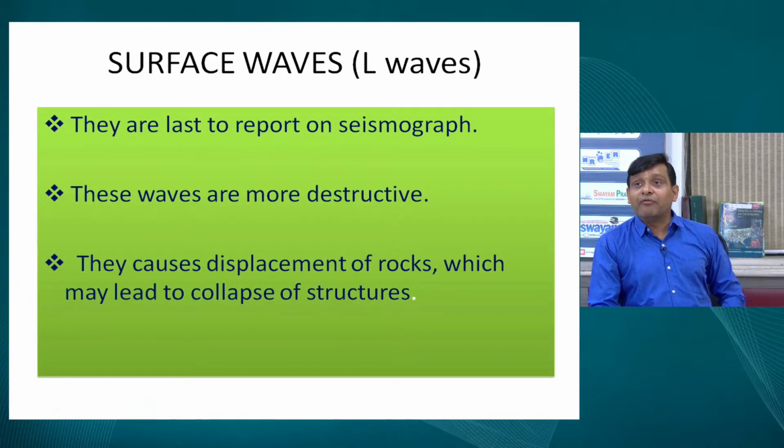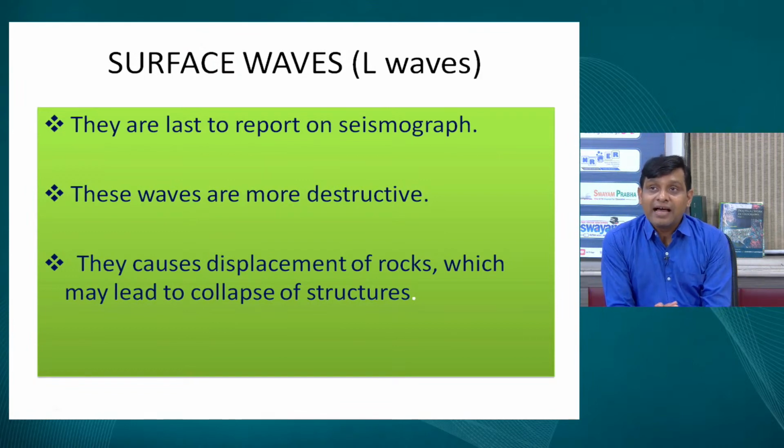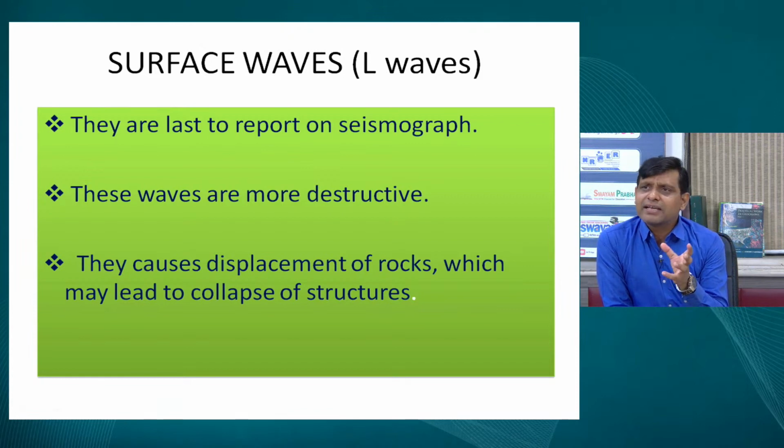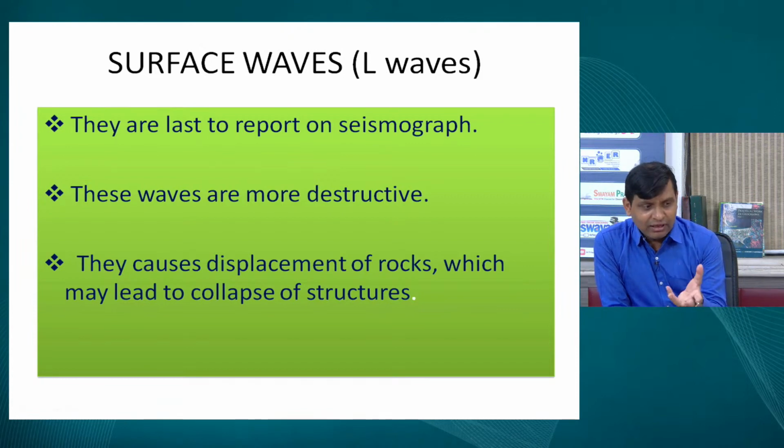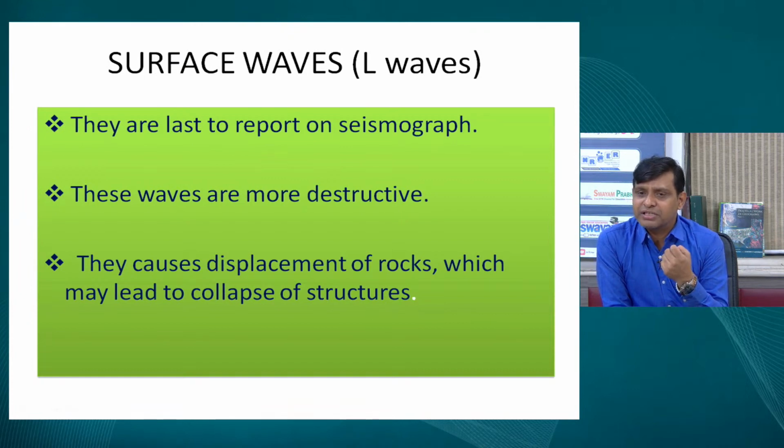So now coming to L wave, the most disastrous one. They are the last to report on the seismograph. Now what is a seismograph? It is an instrument which records the earthquake waves, P, S and L wave, all three types of waves are recorded.